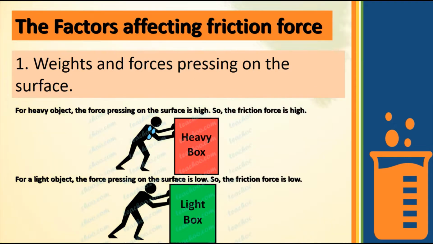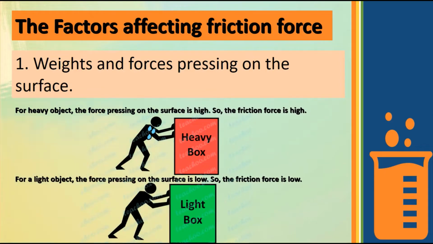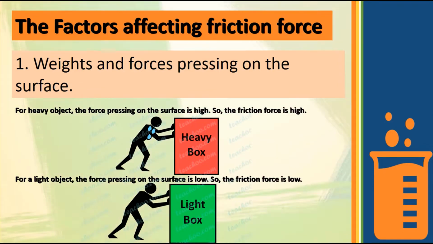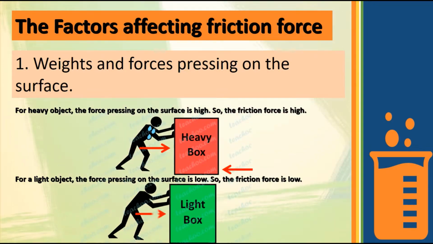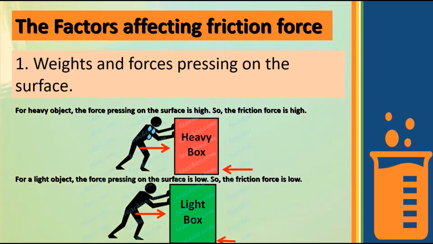The first one is the weight and forces pressing on the surface. If the force pressing on the surface is high, the friction force is high as well, hence the heavy box is very difficult to push. For a light object, the force pressing on the surface is low, so the friction force is low. Therefore, it's easier to push the light box compared to the heavy box.